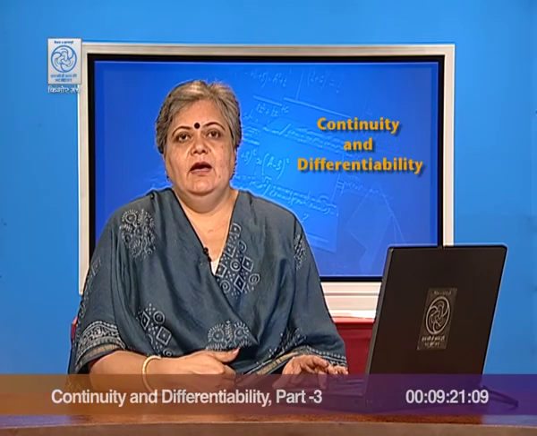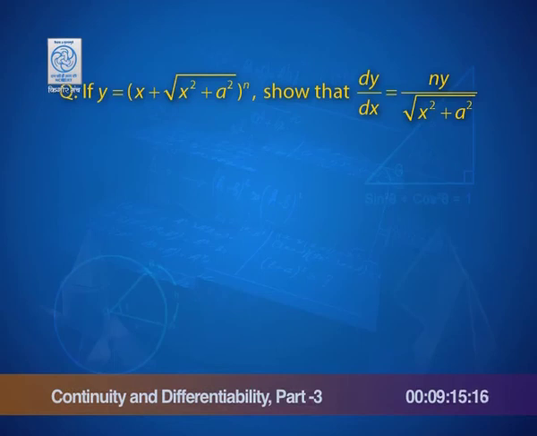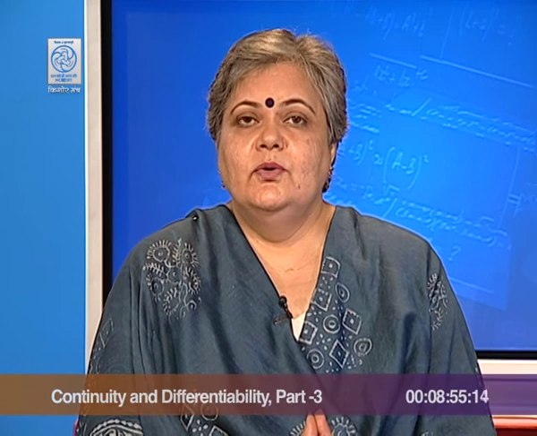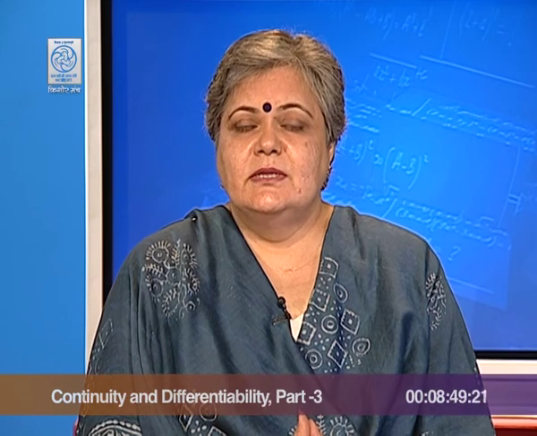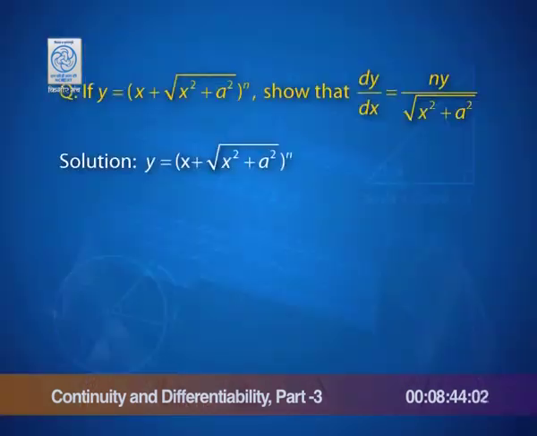Let us take a question where we have a little more complex composition. Here the question is, if y is equal to x plus root of x square plus a squared raised to the power n, show that dy by dx is n times y by under root of x squared plus a square. If you see the function y here, do you observe that there is composition involved? And not only composition, there is a sum of two functions as well, that is x plus under root of x square plus a square.